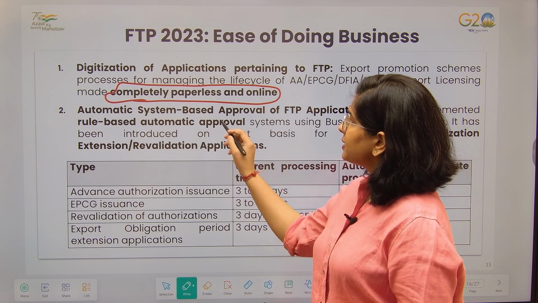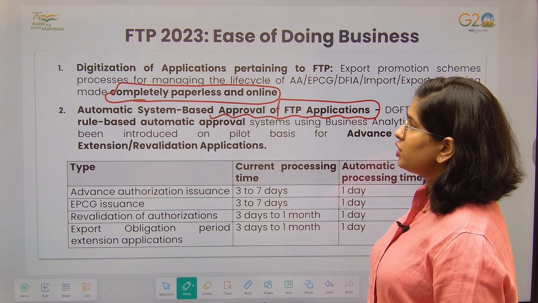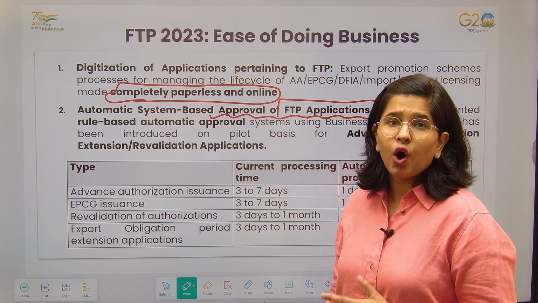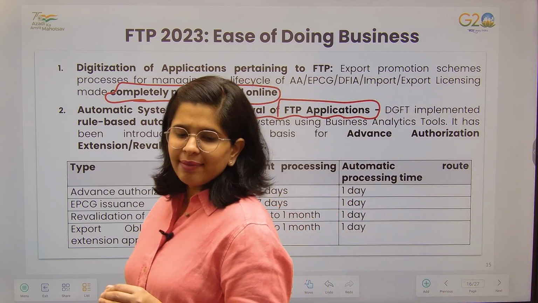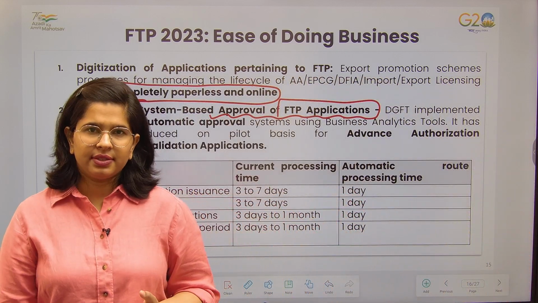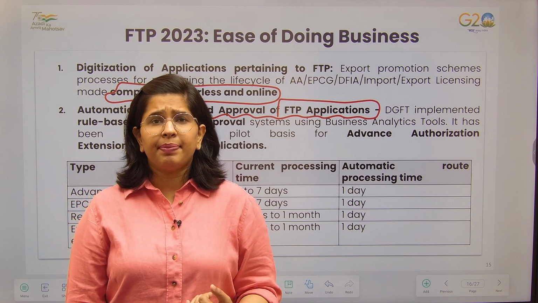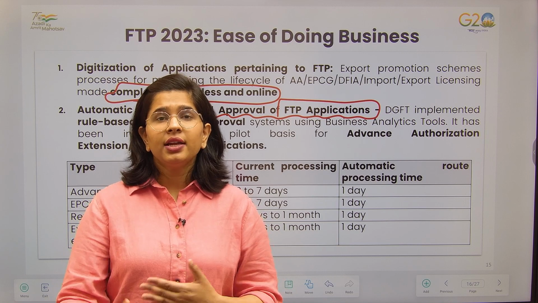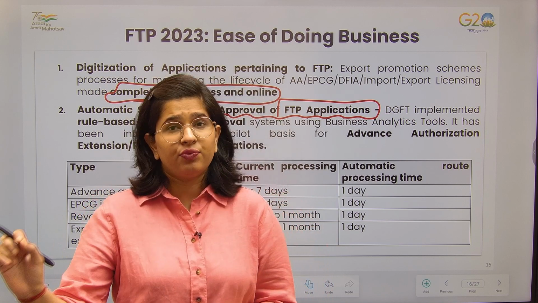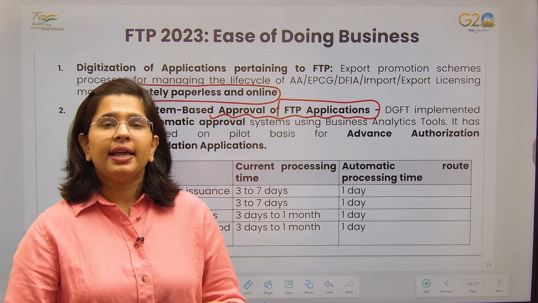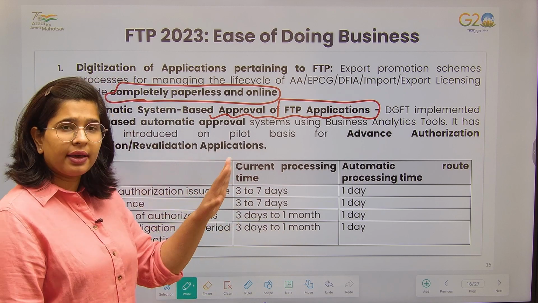Next is the automatic system-based approval of FTP applications. So your applications will be approved online automatically. Like you can assume that even in your income tax returns, you file your returns, right? Whatever you think, like you file your returns, they are accepted, but routine scrutiny is happening, and when government finds that okay, something is fishy in this particular return, then government goes and checks them. So similar kind of thing is applicable over here as well.